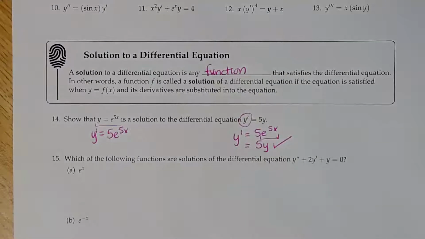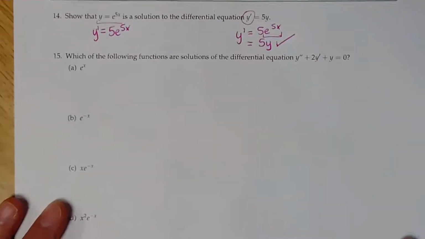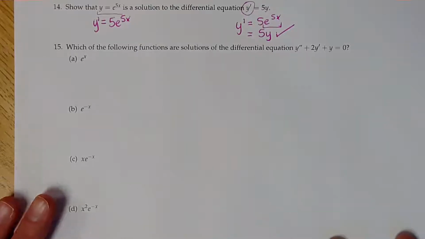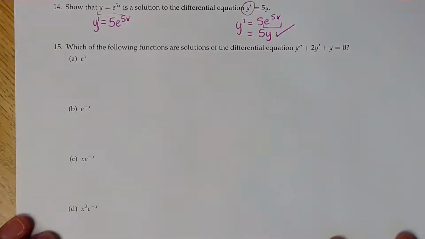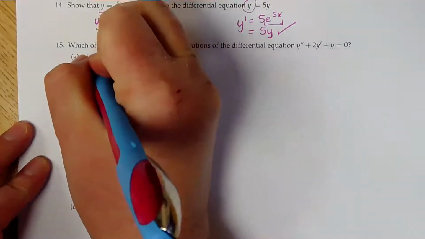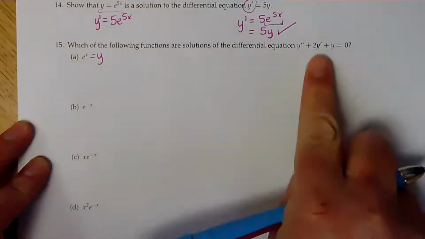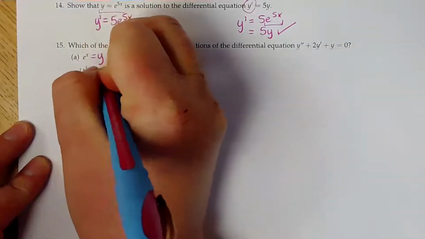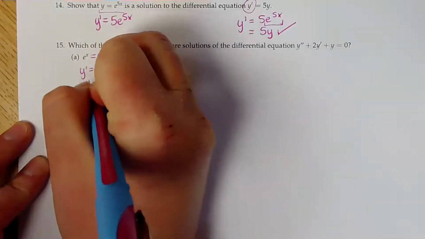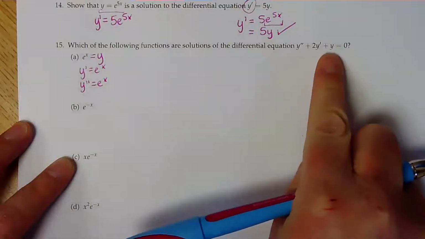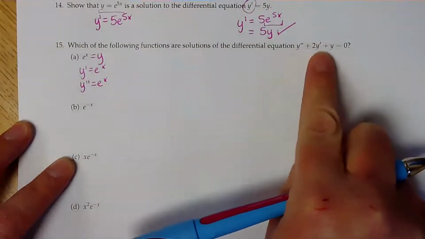All right, so number 15, I have 4 possible functions here, and I'm asked which of the following functions are solutions of the differential equation y double prime plus 2y prime plus y equals 0. Let's start with letter A. So e to the x is my y, and I'm going to need a y prime and a y double prime. So y prime is e to the x, and y double prime is also e to the x. That's pretty straightforward.